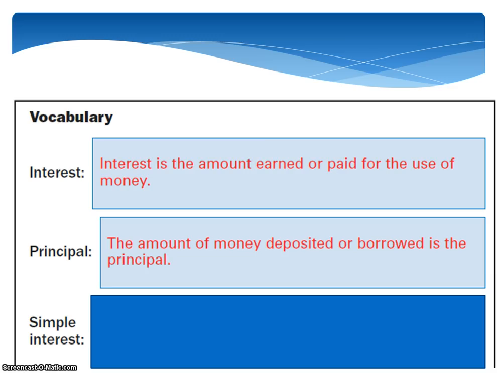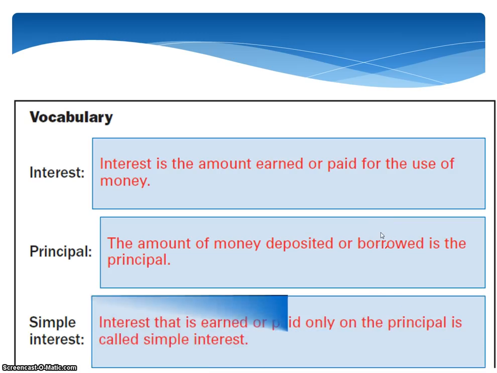A principal is the amount of money deposited or borrowed. If you were setting up a savings account, that's when you would deposit money, and that's the principal. If you were borrowing a loan for a mortgage or for school, the principal would be the amount that you borrow. Simple interest is the interest that is earned or paid only on the principal.